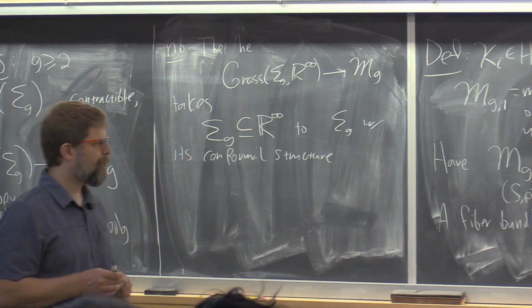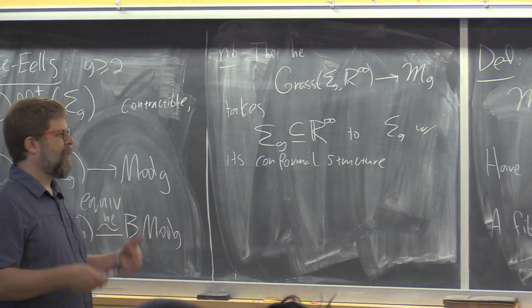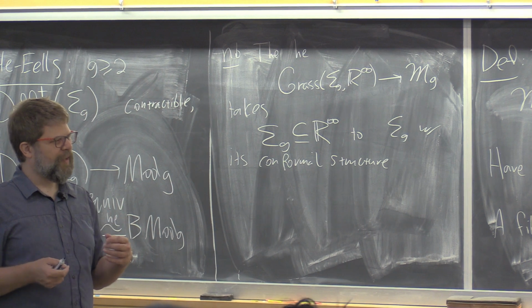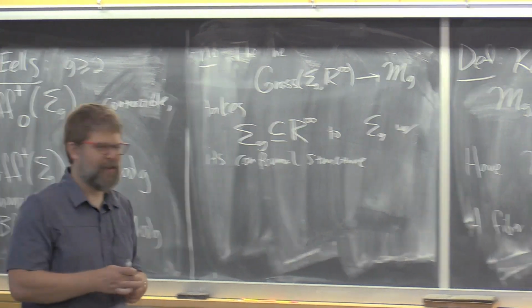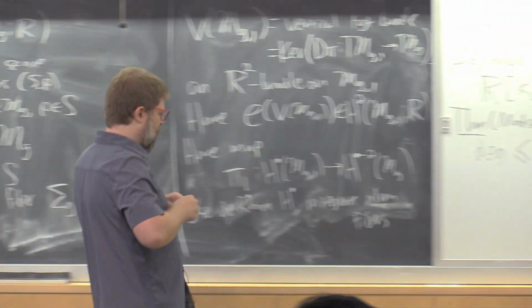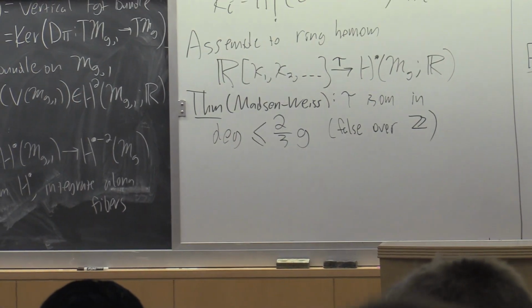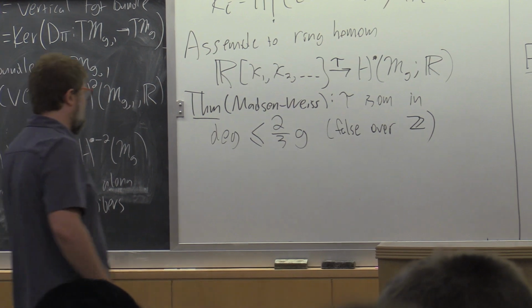They identify it, in these degrees, with the cohomology of a certain infinite loop space, and you can work out what the cohomology of that infinite loop space is. This is what's called stable homology.